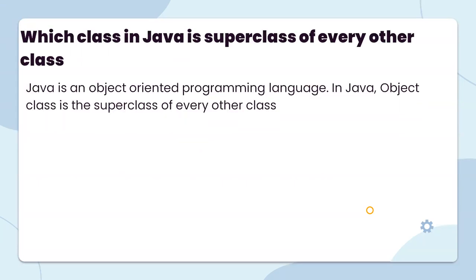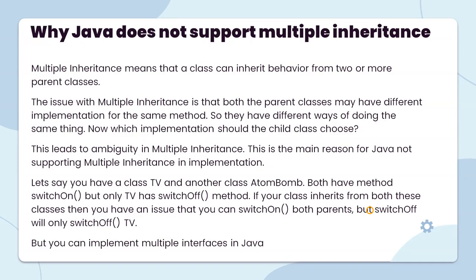Okay. Next question is which class in Java is the superclass of every other class? Simply say Object, right? Now the next question is why Java does not support multiple inheritance. Let's see, here I'm explaining the points. Easily get it.